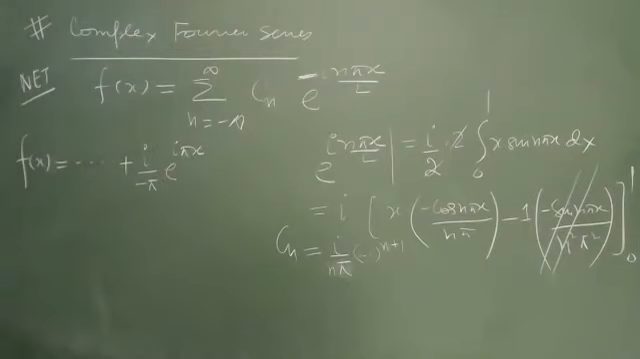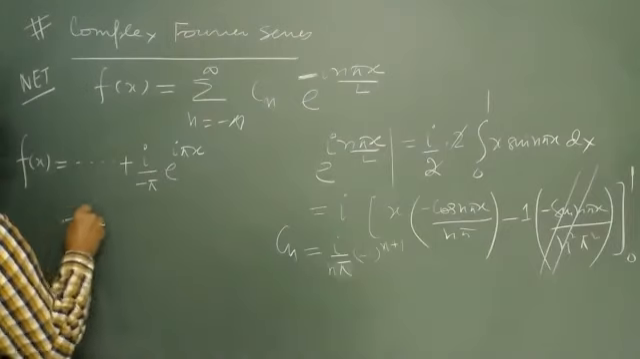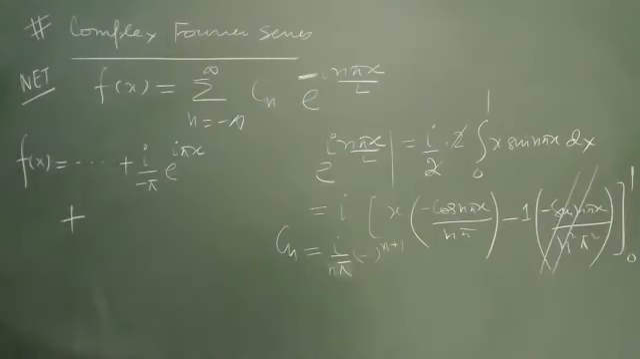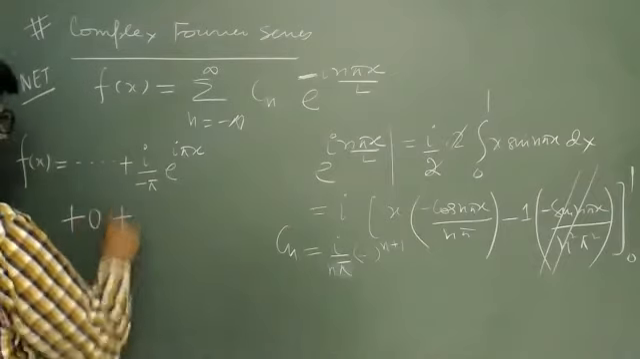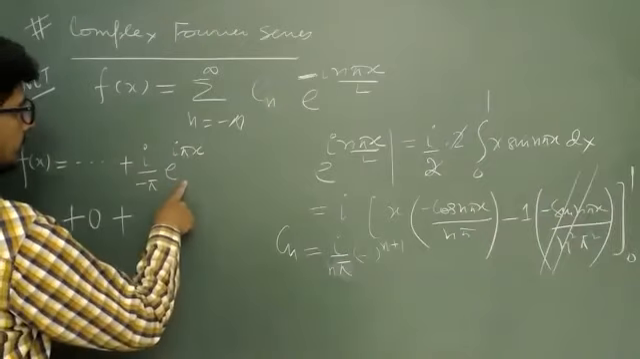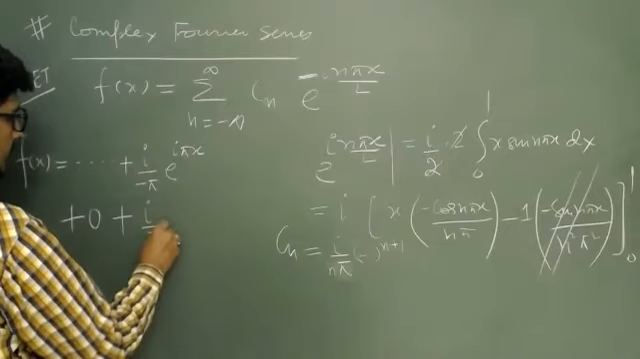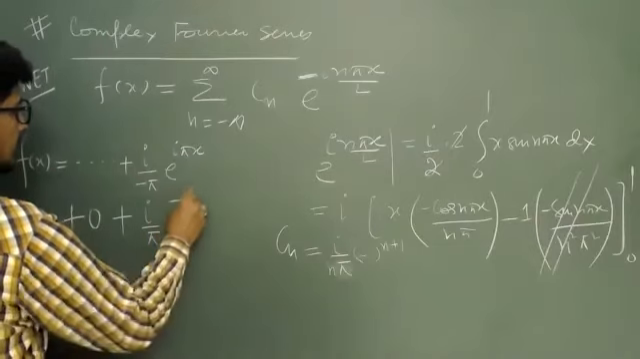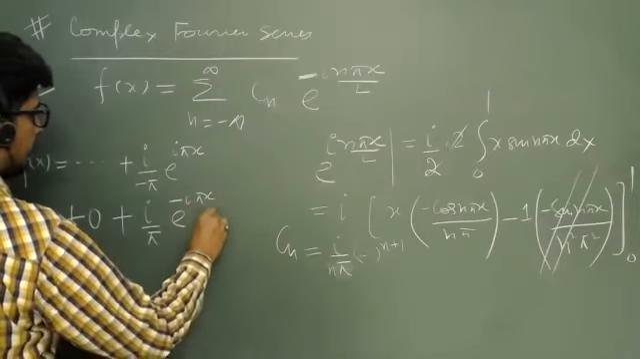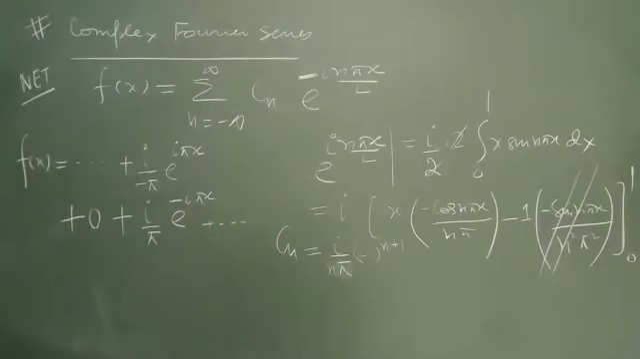Check करो भाई एक बार. This c of minus n plus c of 0, कितना आया था? 0. The DC term was 0. And then c of 1 कितना आ जाएगा? I by pi e to the power, बोलो, minus i pi x. Is this okay? Yes. Are we getting this?